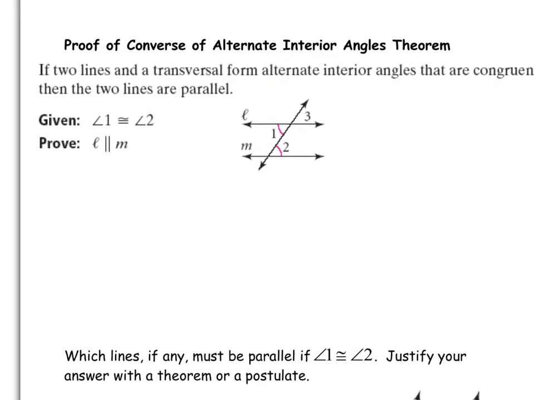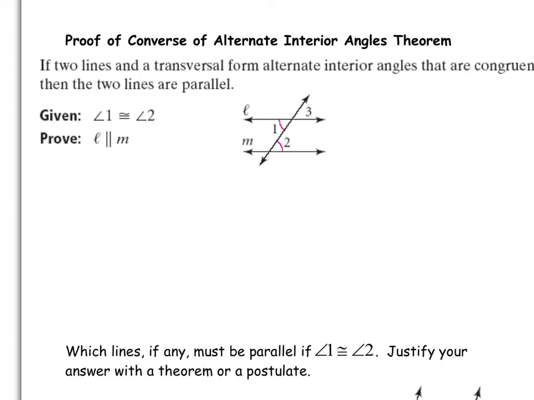Now, proving the converse of alternate interior angles, you're given that angles 1 and 2 are congruent, and that's shown in the picture as well as stated in the given, and you're asked to just prove that L and M are parallel. So that would be our last reason. And remember, again, corresponding angles are postulates, so we can use that for part of our reason. On this one, we can use the converse of corresponding. I should be a little more specific.